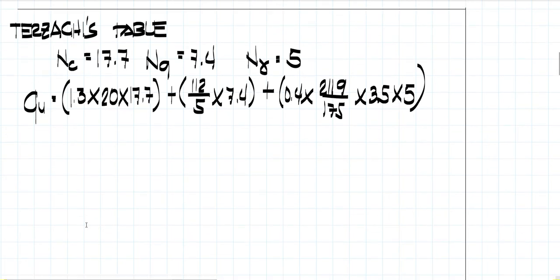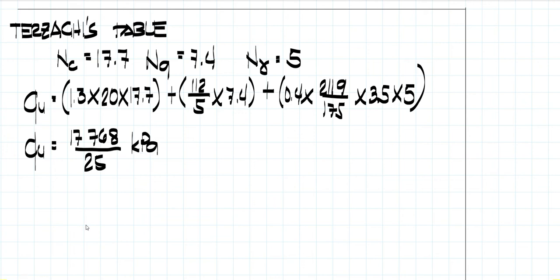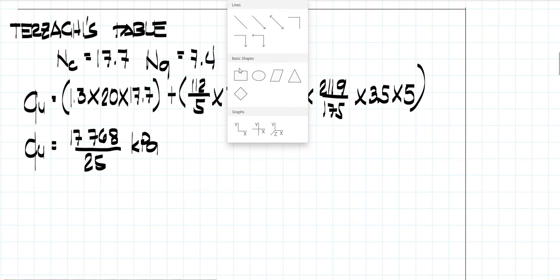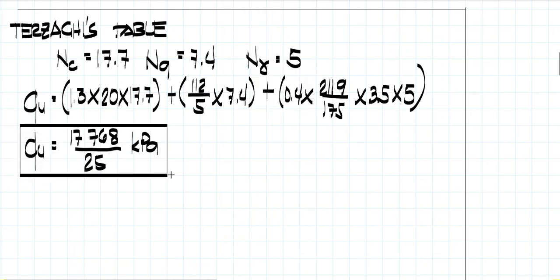So calculating these values, we will have an ultimate bearing capacity equivalent to 17,768/25. So this is in kilopascals. Ito na ngayon yung sagot natin for the part ng ultimate bearing capacity using the Terzaghi's table for the bearing capacity factors.